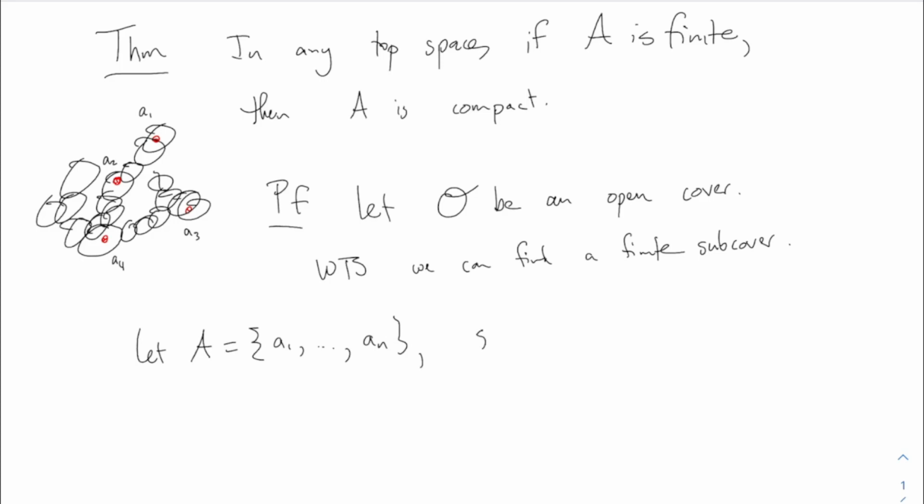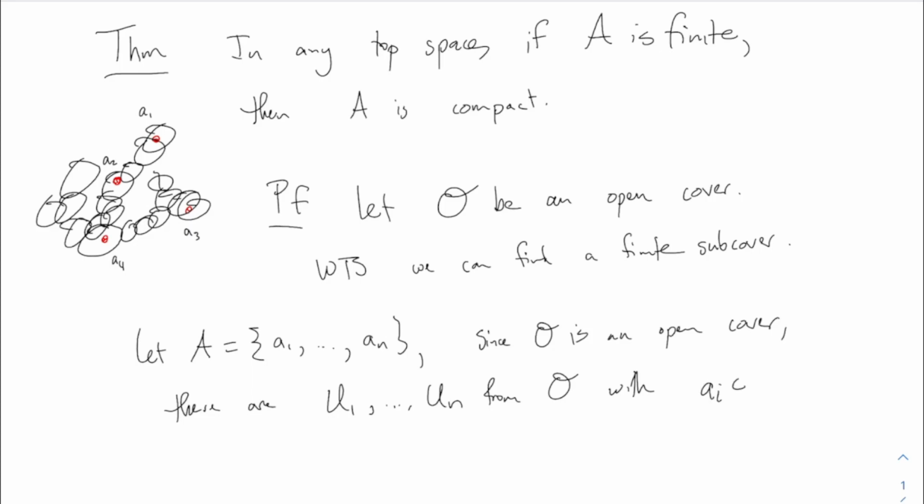So since O is an open cover, each point there is in one of those open sets. So maybe I'll say there are sets U1, blah, blah, blah, UN, and these are from O, with A1 in U1, etc., AN in UN. I'll just say AI is in UI for each I, right? So we have only a certain number of points. Each of those points comes with a little neighborhood around it from the original cover.